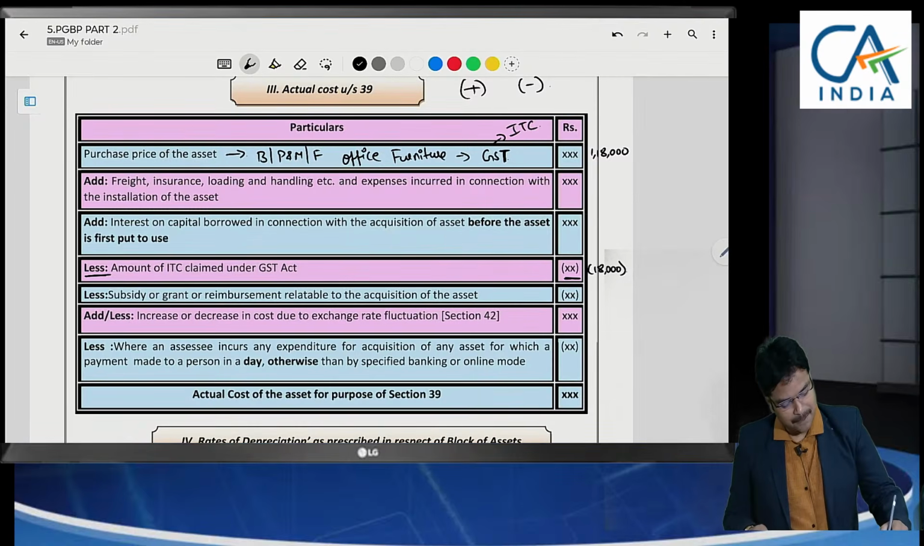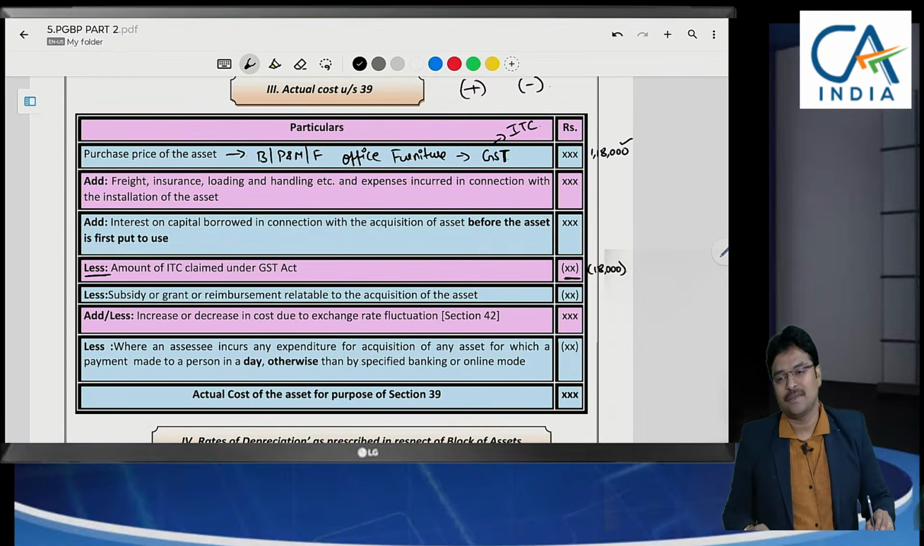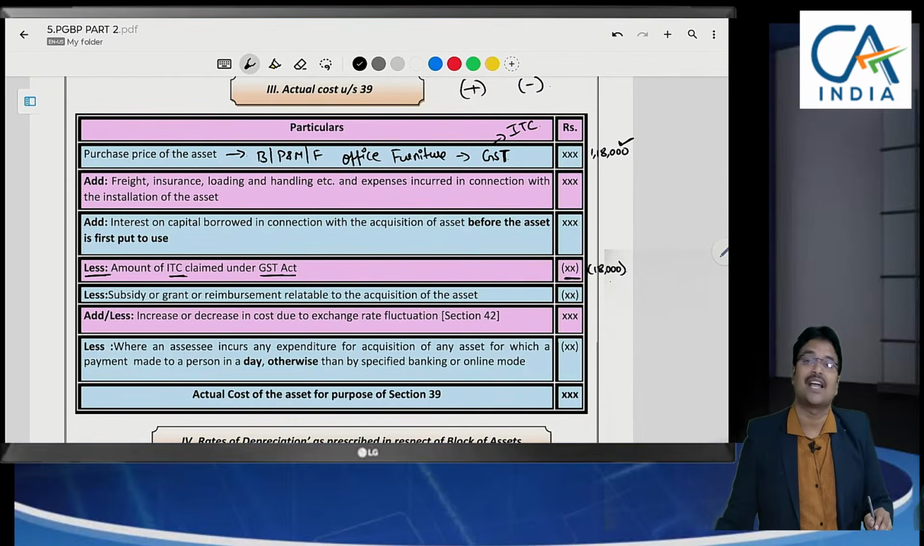Sir, can I capitalize 1,18,000? If you capitalize 1,18,000, then you should not avail the 18,000 ITC. In such a case, on 1,18,000 you can claim depreciation. So now, beginning with this 1,18,000, I have reduced this 18,000 on which ITC is claimed under the GST Act. These things have been specified in section 39 itself.